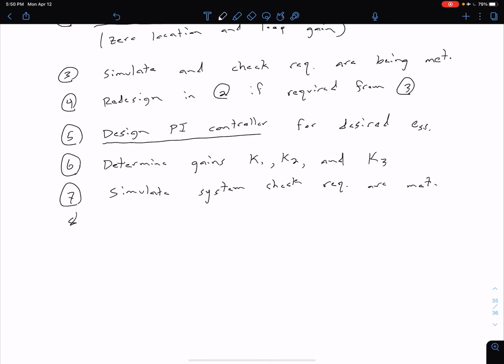And so our 8th step is similar to step 4, and that's just to go back and redesign if our simulation shows that the requirements are not met.